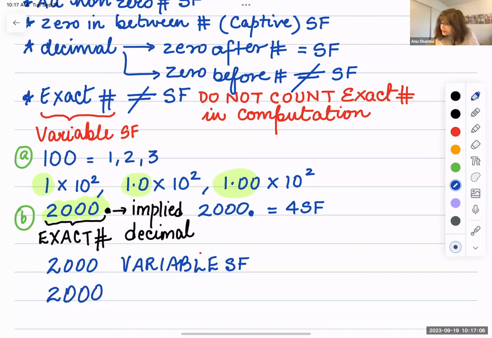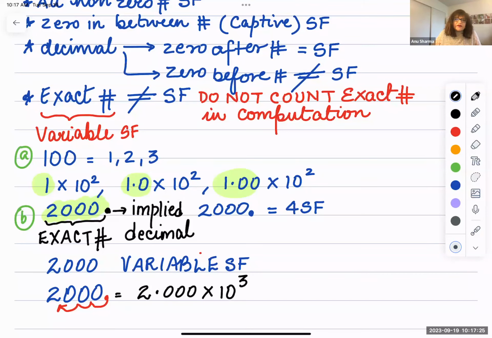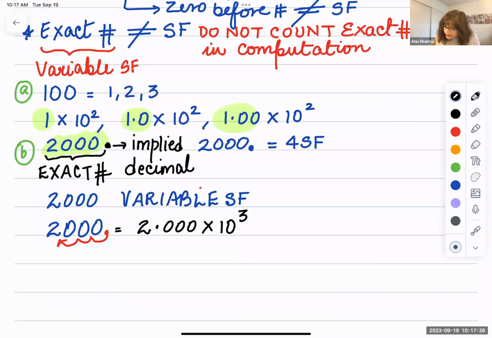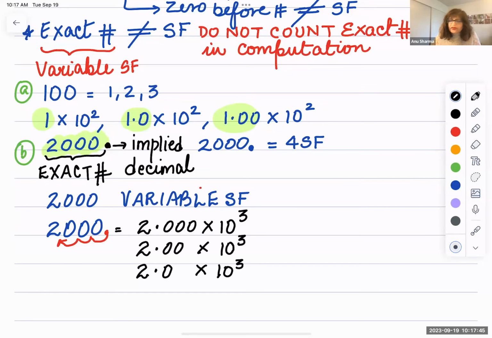Let me do this here. When you change the decimal, the decimal is here: 1, 2, and 3. So this becomes 2.000, and you moved it 3 places to the left. You can write it like this, but it depends. If you only want 2 places after the decimal, then it becomes 2.00. Let's say you only want 1 place after the decimal. See, the exponent is still 3. That's not changing. It's just the number of places after the decimal.